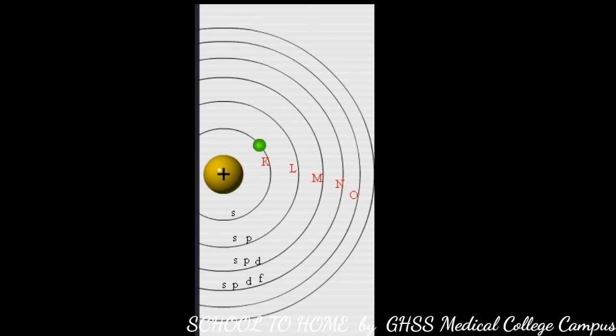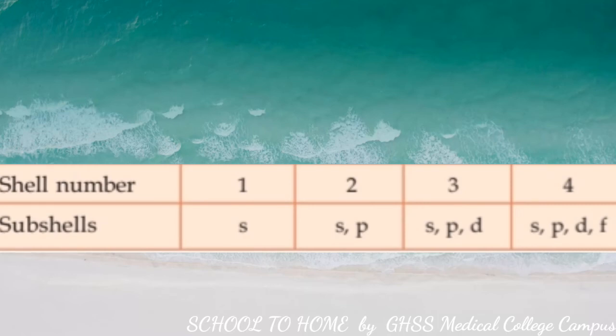The next shell L has 2. And the third shell or M shell, how many subshells will it have? Yes, it will have 3 subshells. And in the case of N shell, N is the fourth shell or fourth energy level. So N will have 4 subshells. Now let us tabulate this.